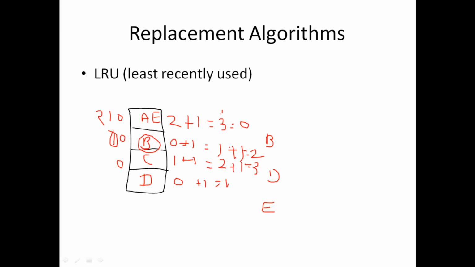Another method is to randomly choose the block to be overwritten. Interestingly, the simplest algorithm, randomly choosing, has been found to be quite effective in practice. That is enough for this topic. We will meet in the next video.